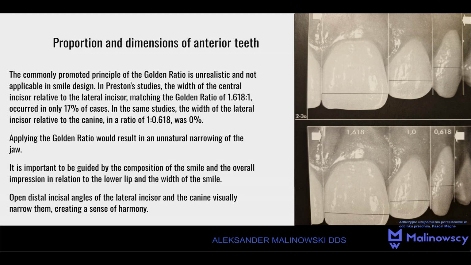Discussing the proportion and dimension of anterior teeth, we usually read about the golden ratio, but Princeton research showed that the ratio of the width of the central incisor to the lateral incisor corresponding to the golden ratio occurred in only 70% of cases. Moreover, the width of the lateral incisor in relation to the canine was observed in 0% of the cases. It highlights the impracticality of the golden ratio in smile aesthetics. Applying this ratio could lead to unnatural narrowing of the jaw.